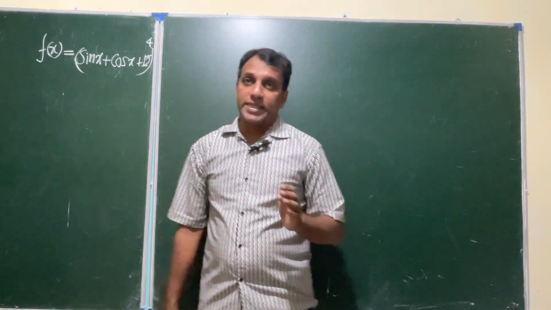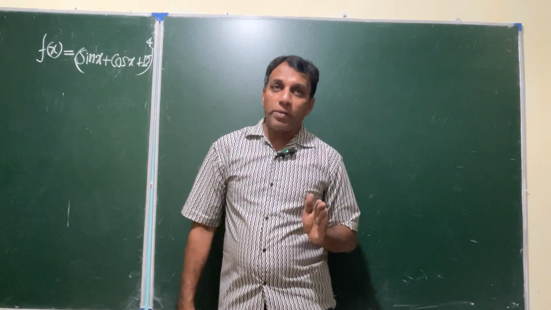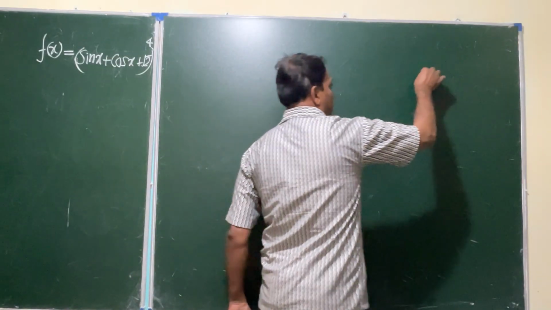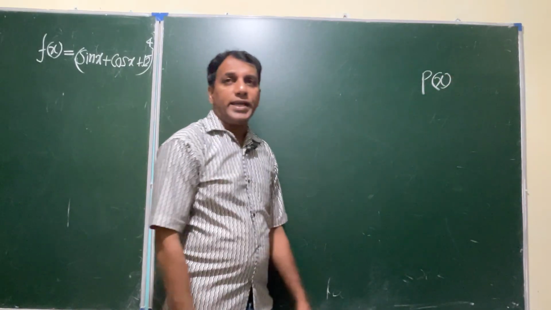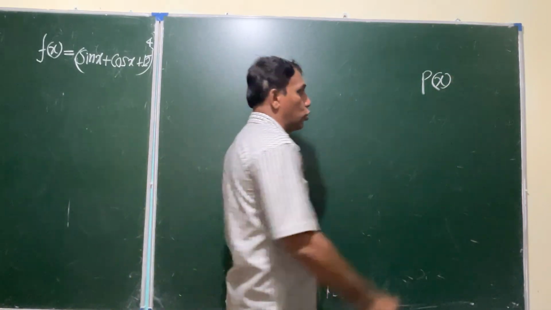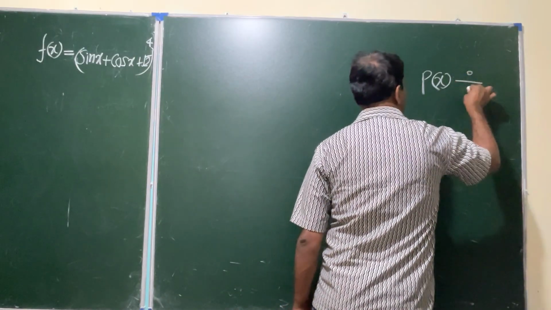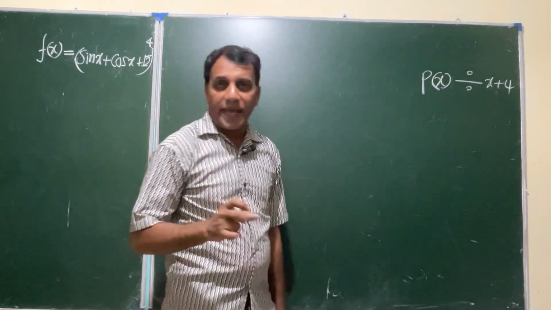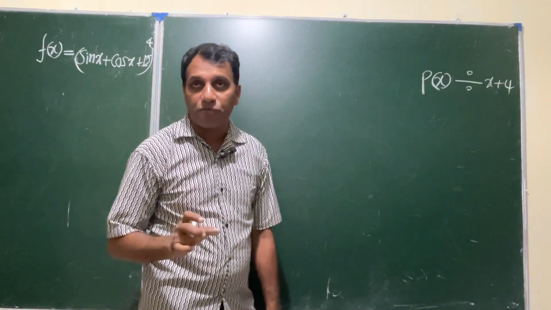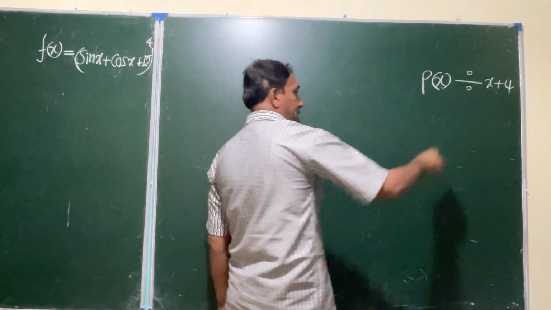The question is this: when the polynomial p(x) is divided by x plus 4, the remainder is 10.